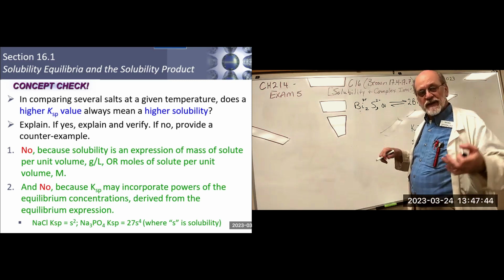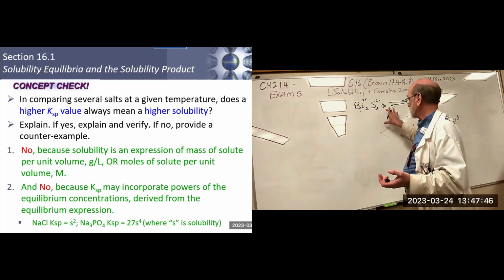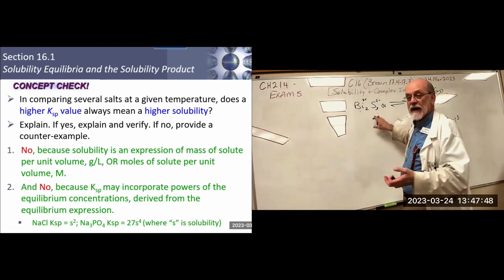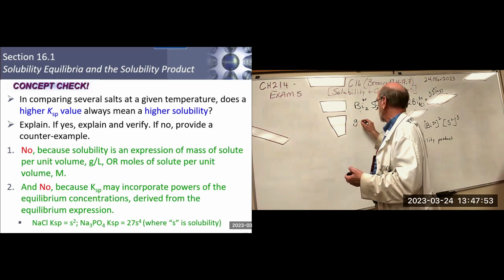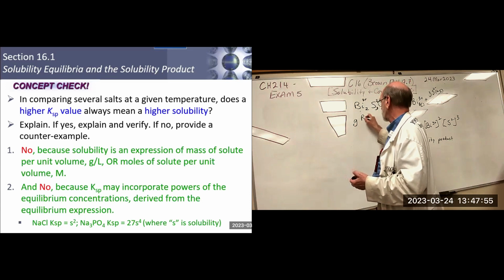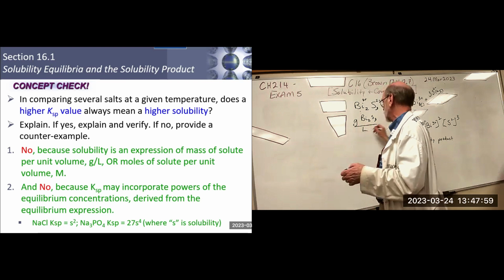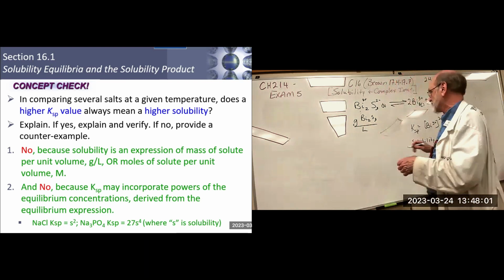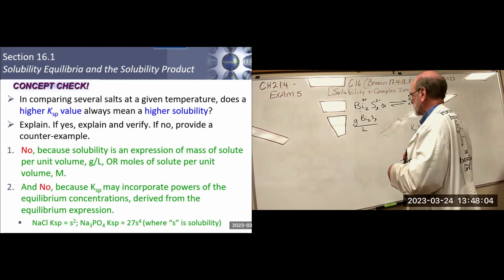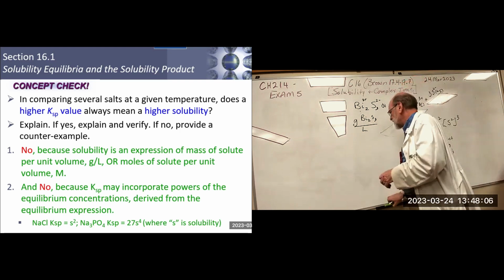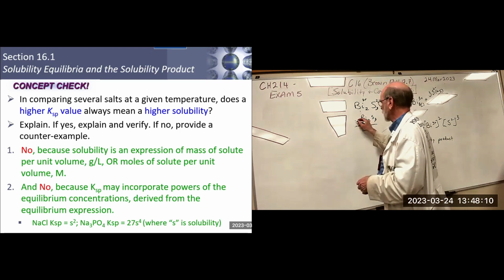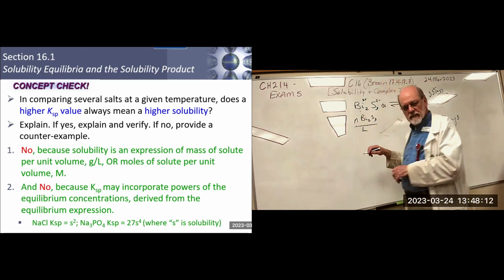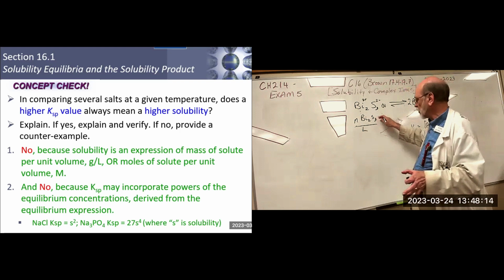Using this as an example, we want to know what's the solubility of this compound. So it would be so many grams of the compound per liter, say. Let's make it easier than that. Let's make it moles per liter. Let's make it molar solubility, moles per liter.